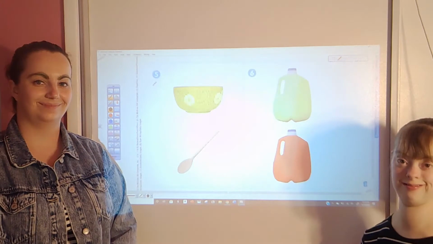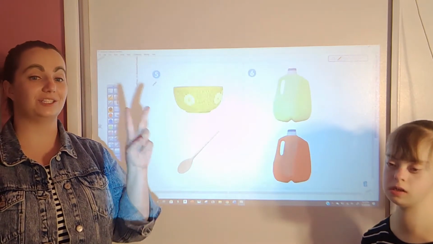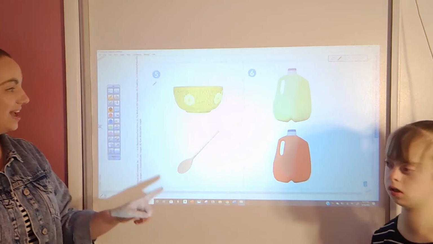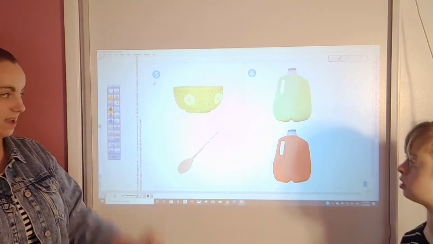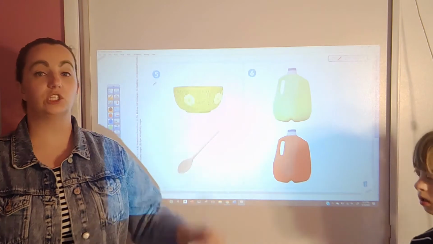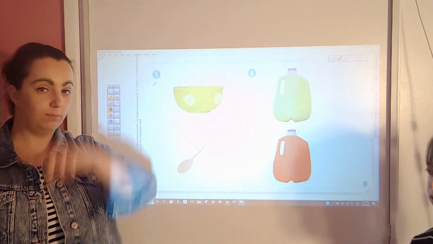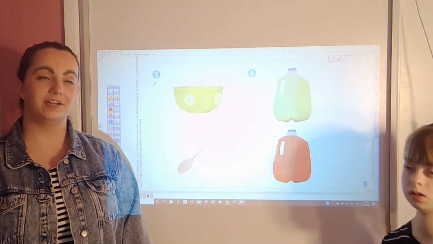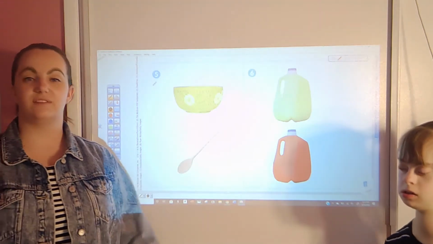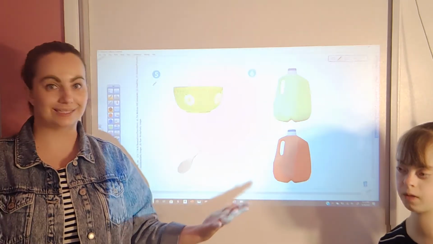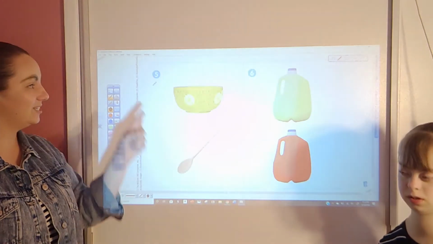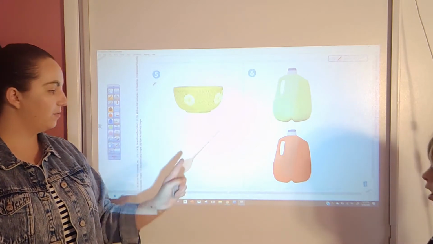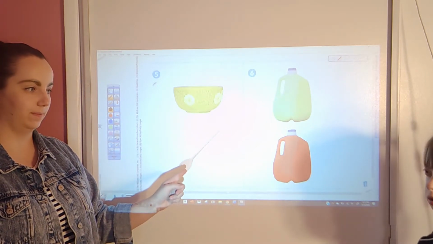Here we are with our last two problems for this lesson video. Okay? Let's look at problem number 5. There's no scales here, so we're back to circling the object that's heavier, putting an X on the object that's lighter, and underlining objects if they're the same thing, weighing the same. Okay? Let's look at problem 5. We have a mixing bowl and we have a wooden spoon.